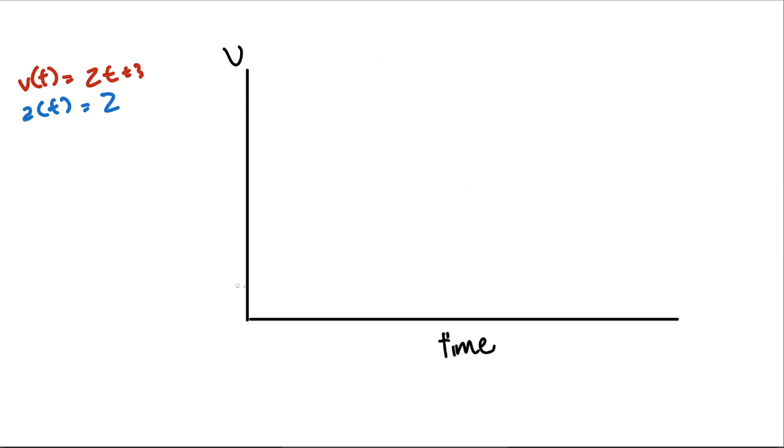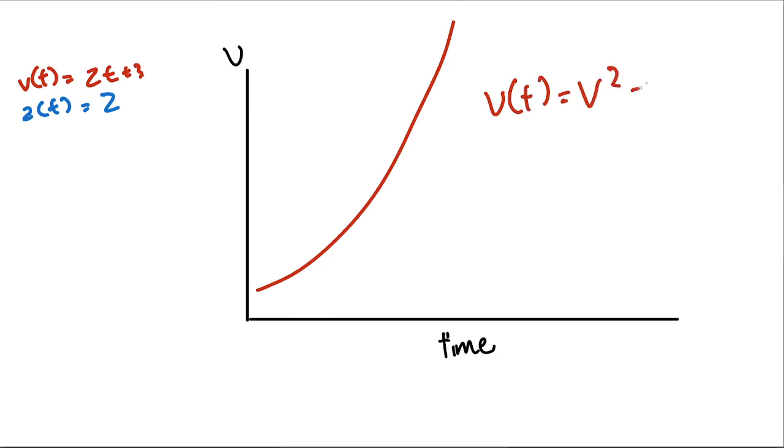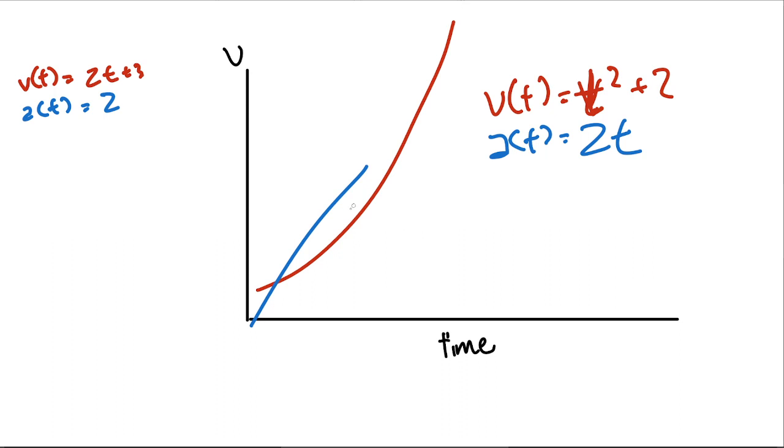So let's say our velocity looks something like this, where v of t is equal to t squared plus 2. Okay, so our acceleration at any point, I'm just going to say it, is going to be equal to, oh no, this is supposed to be t squared. So this is going to be equal to 2t. What? 2t? How does that make sense?